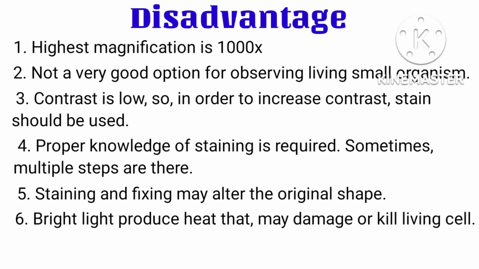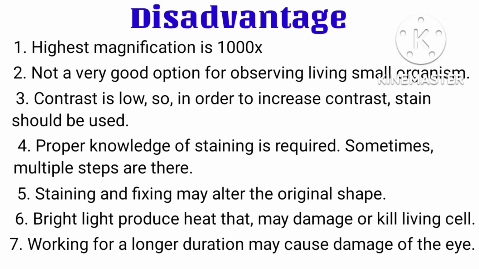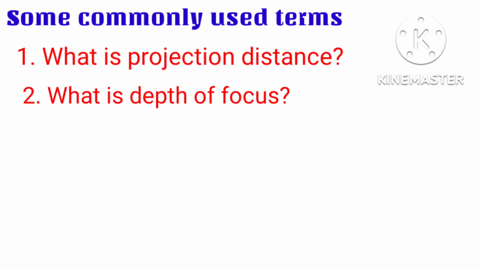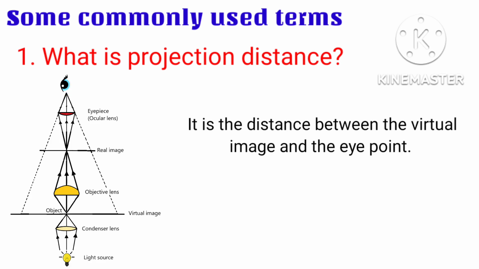Bright light used for illumination can produce heat that will damage the specimen or kill living microorganisms. Working for a longer duration may cause damage of the eye. Now let's check some commonly used terms related to microscope. First, what is projection distance of a microscope?